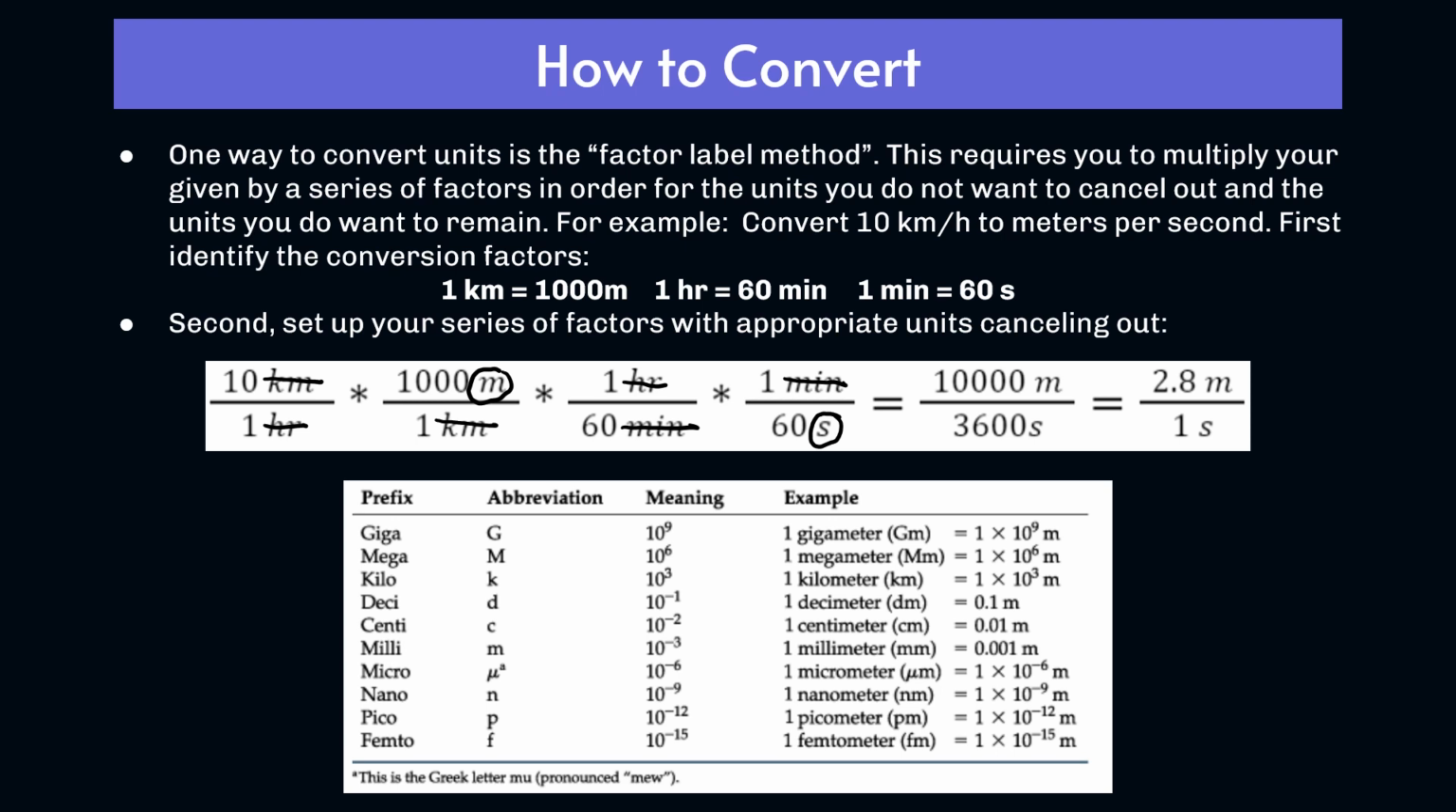So all you have to do now is just do the math straight across. 10 times 1,000, and then 60 times 60 on the bottom, because all the rest of it is multiplied by 1. You end up with 10,000 meters over 3,600 seconds. Further reducing that, you're going to have 2.8 meters per second. All right, so let's move into our examples.